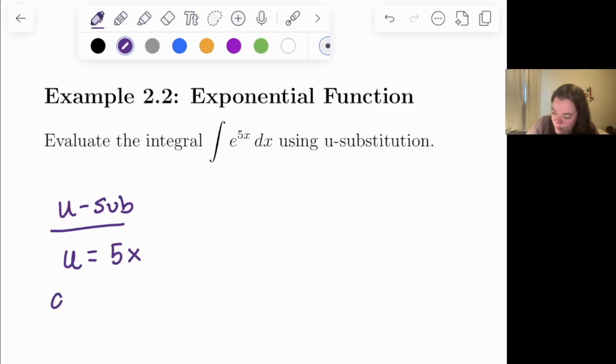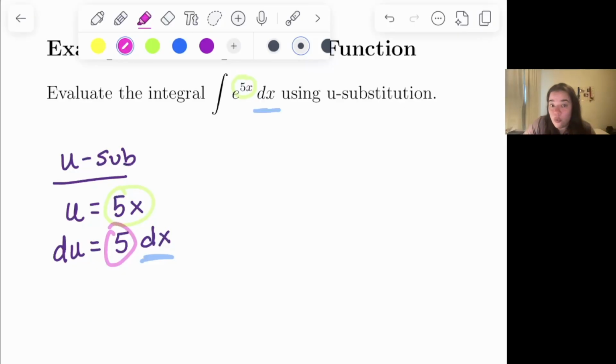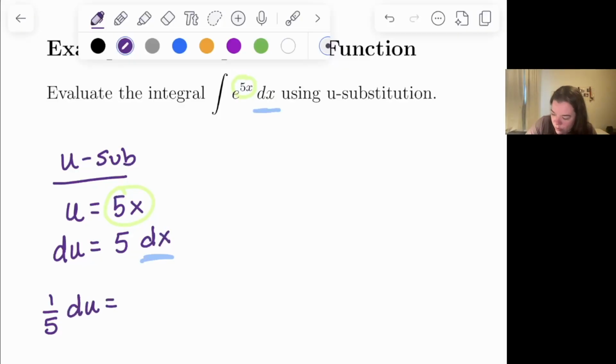Now, take the derivative of u with respect to x, which is 5 dx. Looking back in the original problem, I only have a 5x and a dx. So I have a 5x right here, and I have a dx. So this 5 is problematic. I don't want that 5 in the mix. That's when I divide it over. So I'm going to manipulate the constant by dividing it over. 1/5 du will equal dx. So there we have it. There is the perfect match for dx.